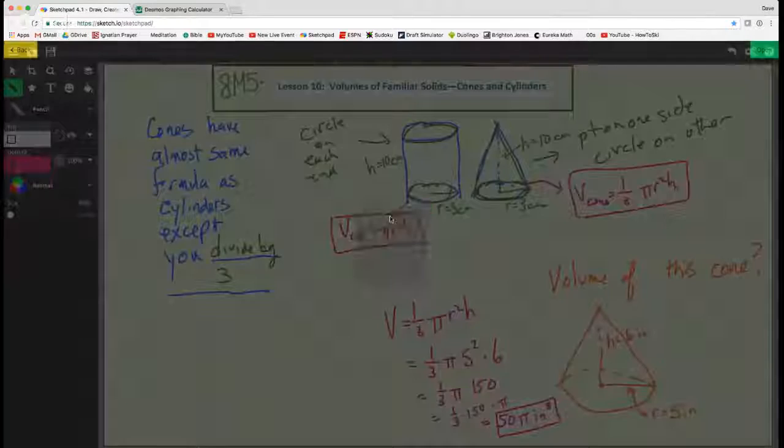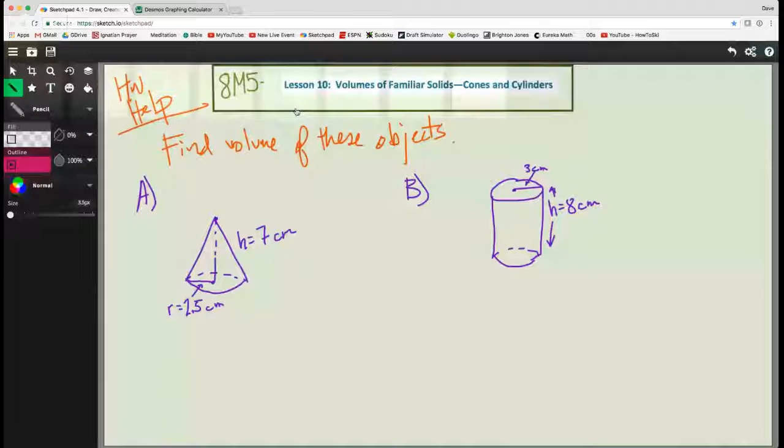Let me see if I have another problem for you. Yeah, so let's just move straight on to homework help. Now I want you to find the volume of these objects, then I'll have a little bit trickier problems on the next page, but this should be very straightforward for you. I'll let you use a calculator on A if you want to.